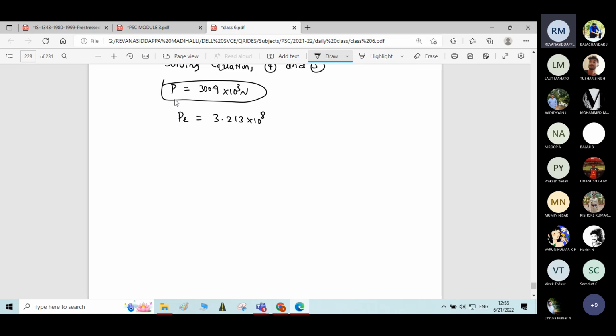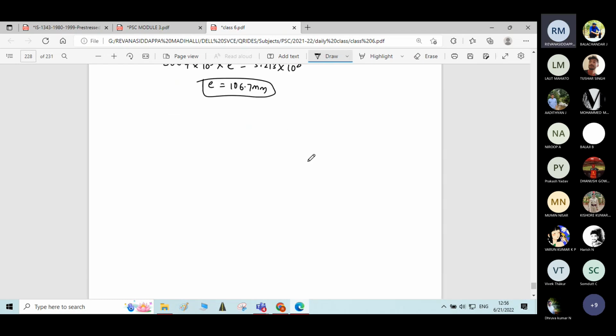Okay, now you can substitute the value of P here. 3009 into 10 power 3 into E is equal to 3.213 into 10 power 8. By this, we will get the eccentricity as 106.7 millimeter. 106.7 millimeter eccentricity. Okay.